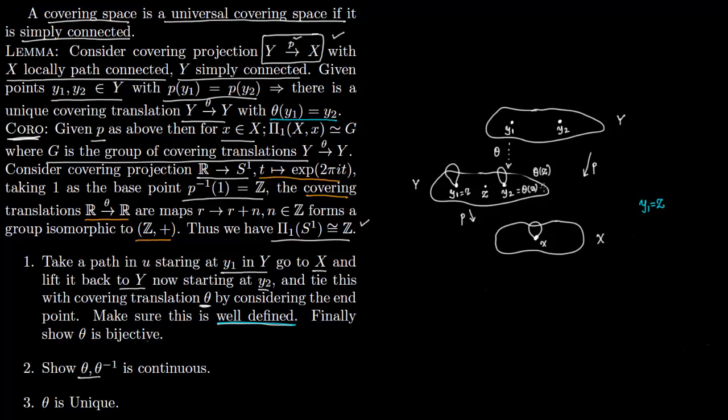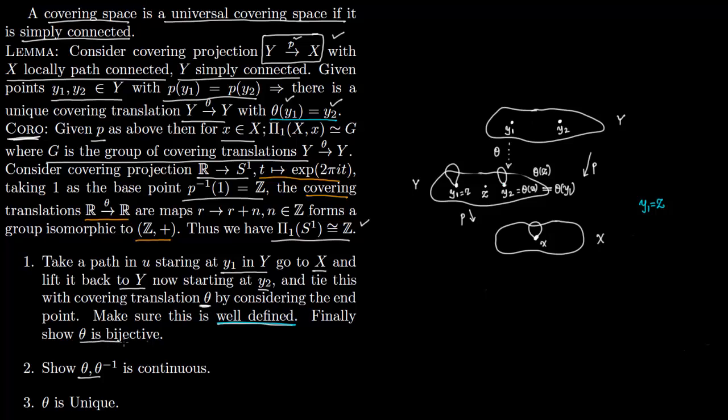But theta of z is now equal to theta of y1 because y1 is equal to z. So instead of z, you are plugging in y1. So you have the result. y2 is equal to theta of y1.